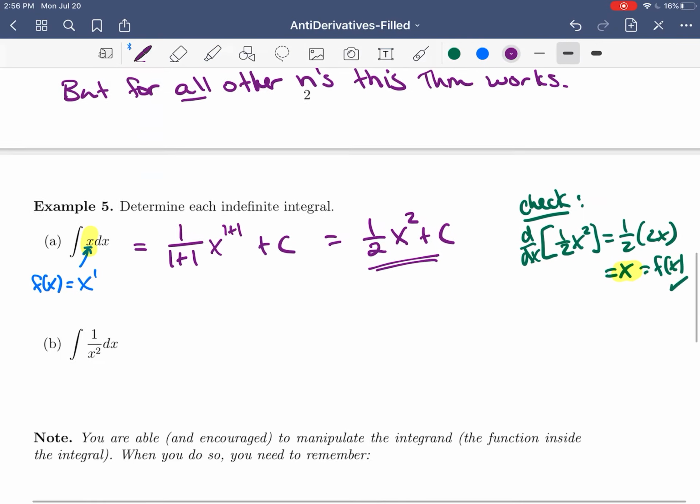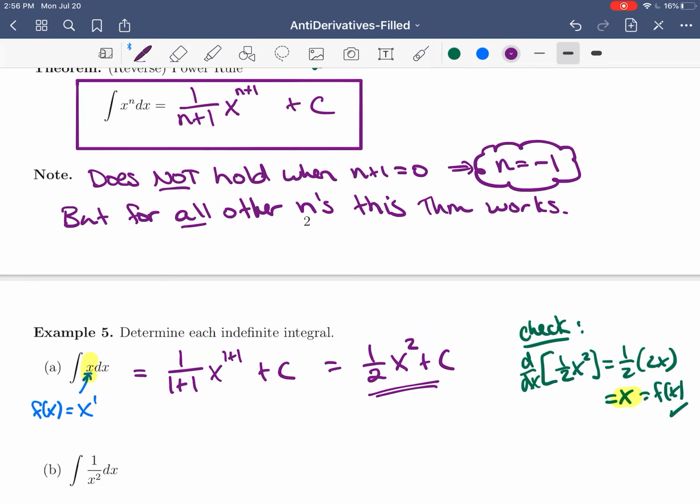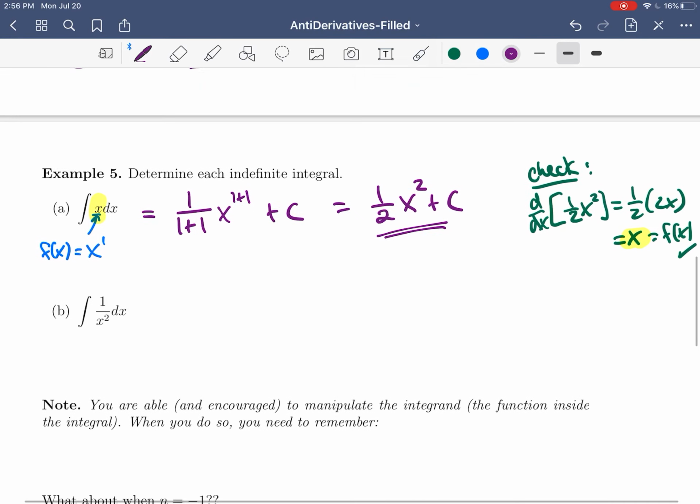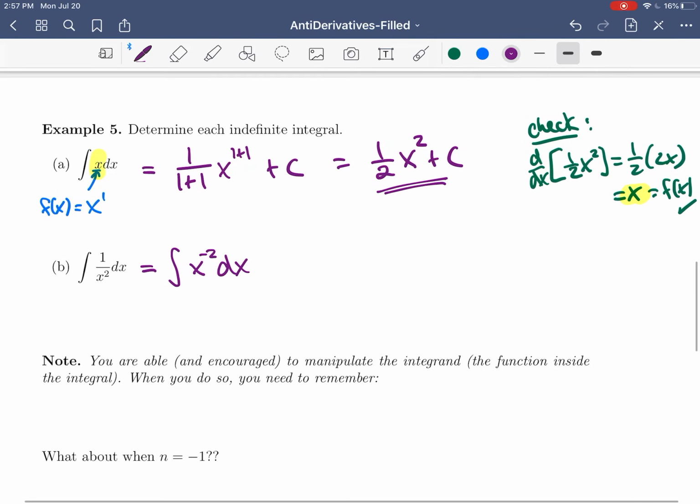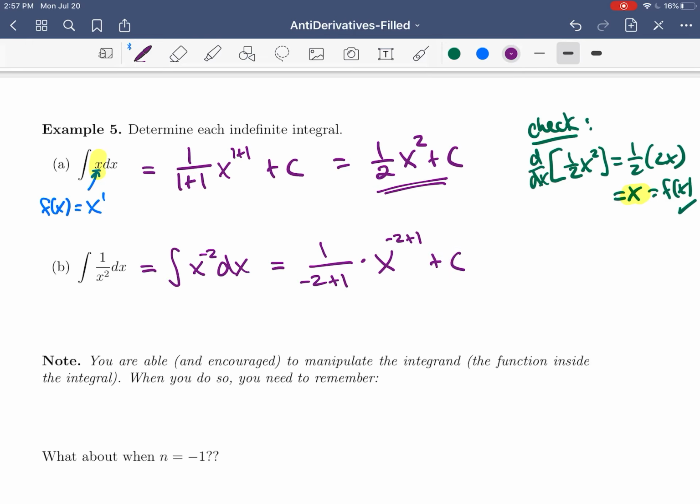Okay, let's try another one. Now this one doesn't look like it matches, right? It's not x to some power. But remember that we could rewrite it. So 1 over x squared is actually x to the -2. Now it does match, and the exponent -2 is not -1, so the theorem should work. If we use this theorem, it should be 1 over -2 plus 1 times x to the -2 plus 1, plus c. Negative 2 plus 1 is negative 1.